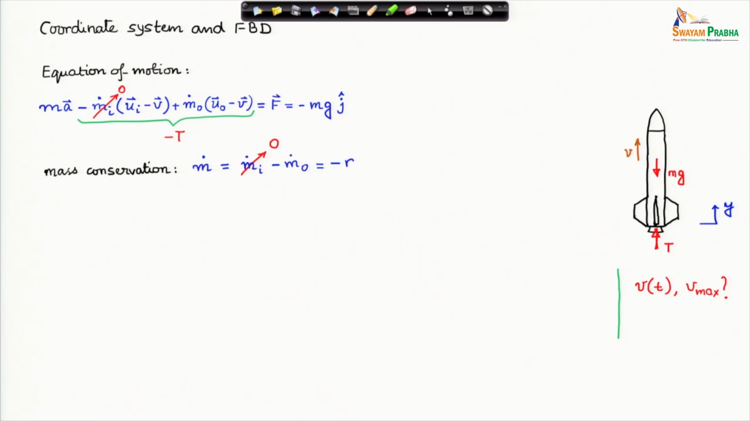m dot is nothing but minus mo dot, and in the problem it is specified that it is losing mass at a constant rate of r. Therefore, m dot must be minus r. The minus indicates that it is losing mass. m dot is minus r. I can integrate this and find out the mass at any time.